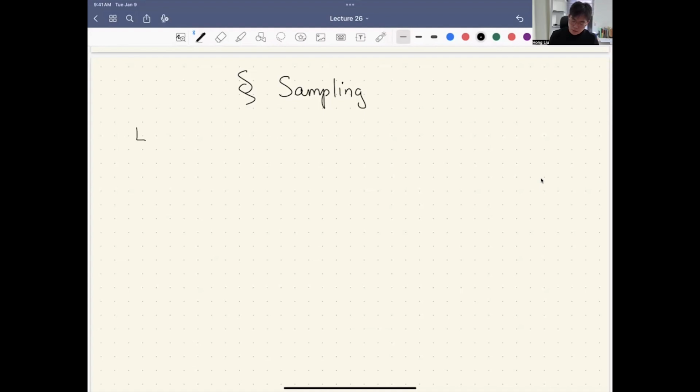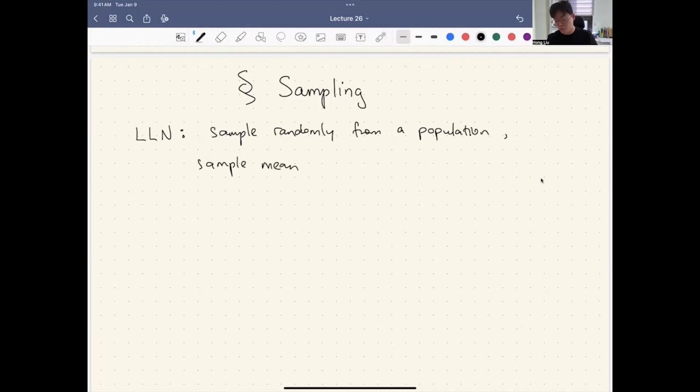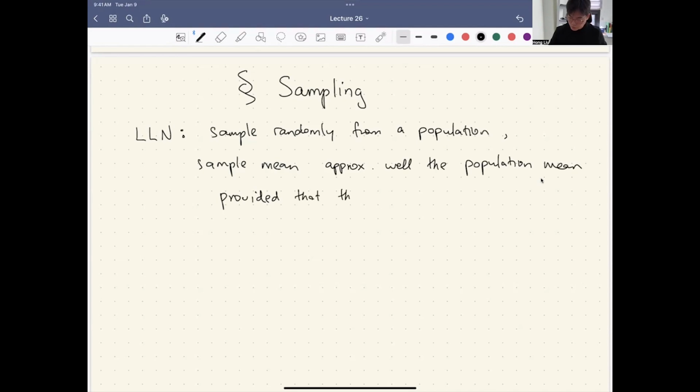Okay. So the law of large numbers basically says if you sample randomly from a population, then the sample mean of whatever you want to measure from this sample, I use height, you can use weight, whatever parameters, will approximate well the population mean, provided that the sample size is large enough.